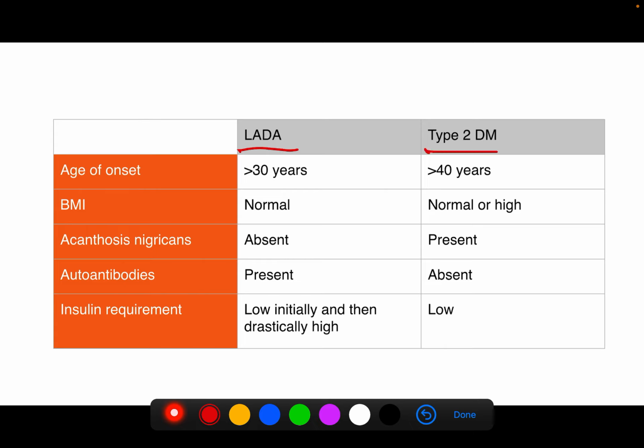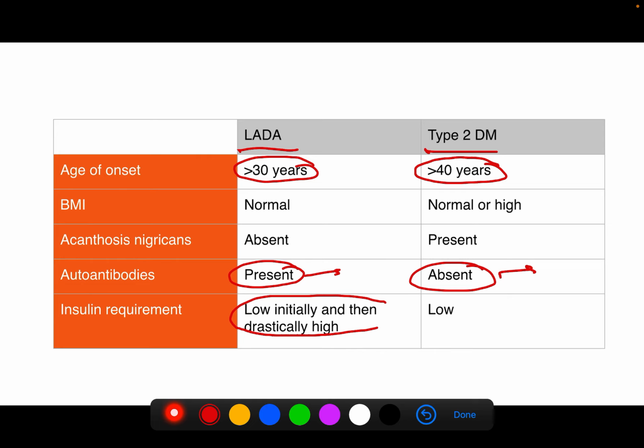So first is the age. For LADA, the patient should be minimum 30 years of age. Type 2 is relatively later in age of onset, maybe after 40 years of age. The main thing will be to check the antibodies. Antibodies are present in LADA. They're absent in type 2 diabetes mellitus. Insulin requirement in LADA is initially low and then drastically high. In type 2, it's low.